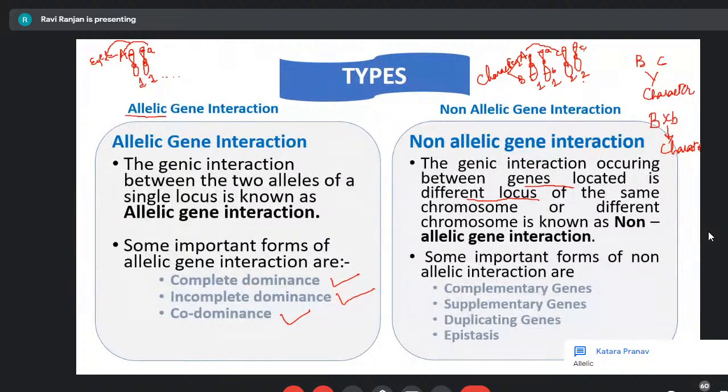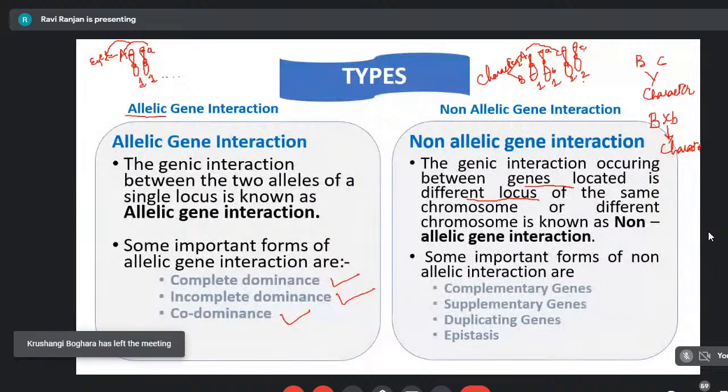There are basically 4 types of interactions which we will study under non-allelic gene interaction. Actually, there are many more, but the major and important ones I have tried to cover: complementary gene, supplementary gene, duplicative gene, and epistasis. These are the 4 major types of interactions known as non-allelic gene interactions.